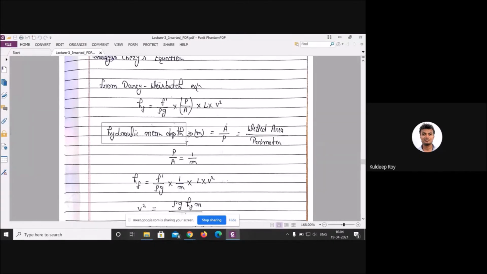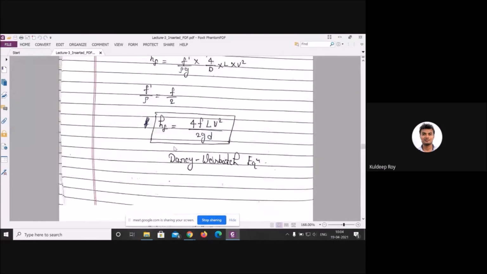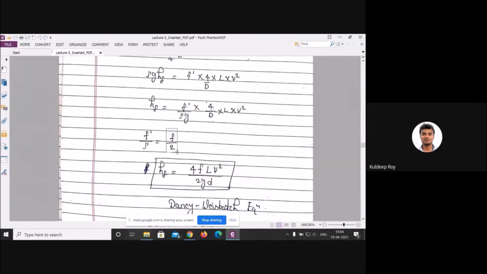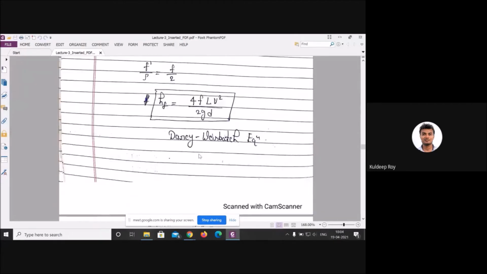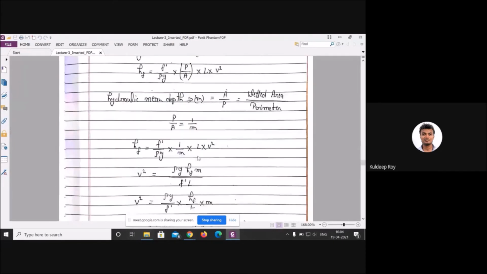Here in that case we have rearranged this particular point and taken into consideration F dash by rho equal to F by 2, the friction factor. That's it. But here we have determined it in terms of the hydraulic mean depth. Then M equals A by P, the wetted area divided by the perimeter. Wetted area means the area from where the fluid is flowing.